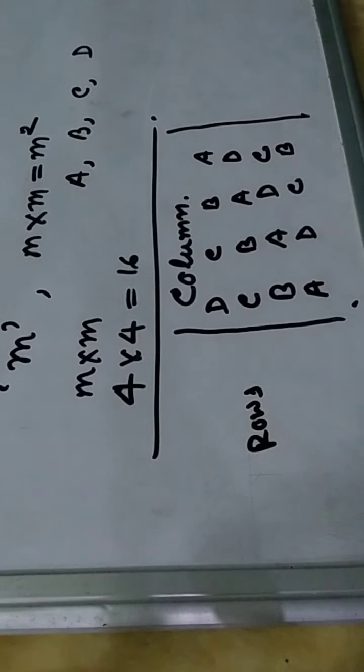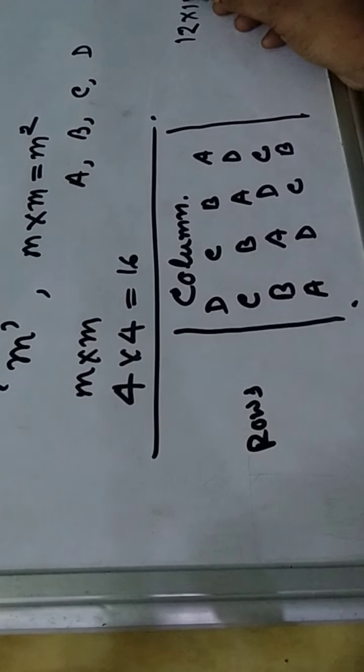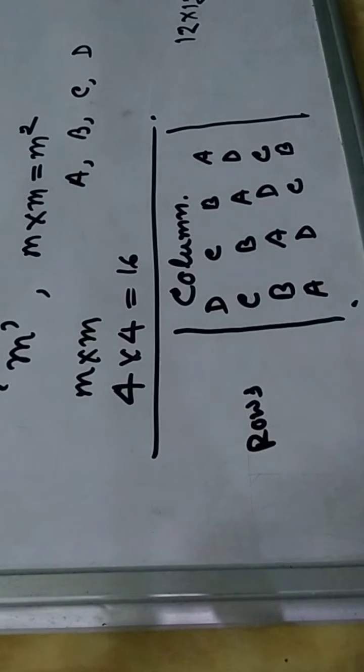This is the layout. Fisher and Yates, the statisticians, have tabulated Latin squares up to 12 by 12, and this is the 4 by 4 layout of a Latin square design.